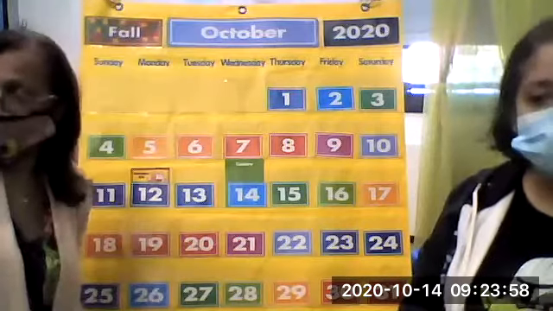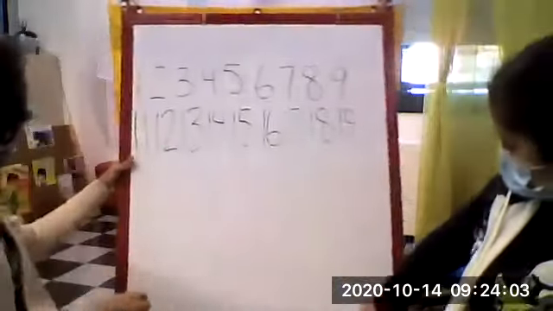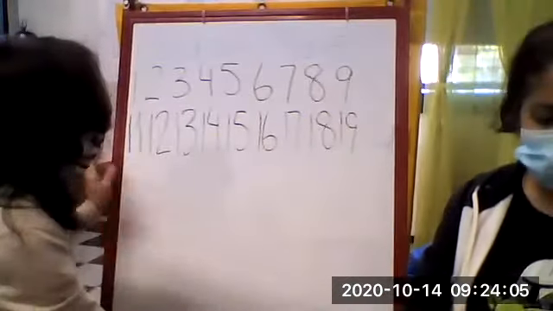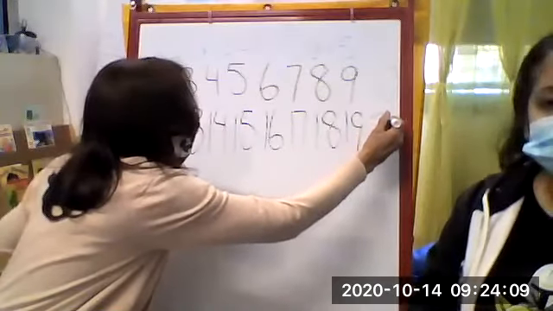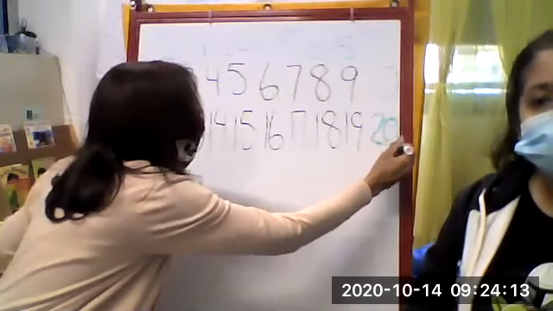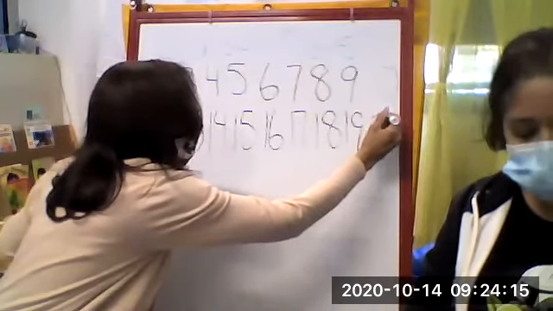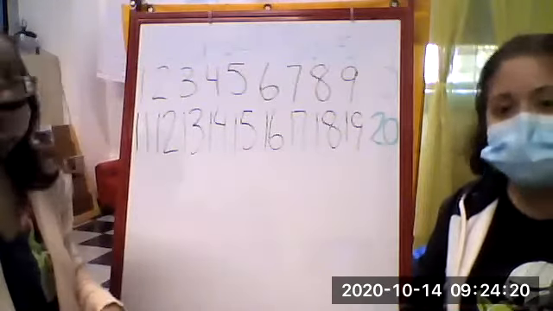Great. Let's add a number to how many days we've been in school. Who remembers how many days? Let's see if we can see that number nice and clearly. A 2 and then a 0. What number is that? How many days? We've been in school for 20 days.